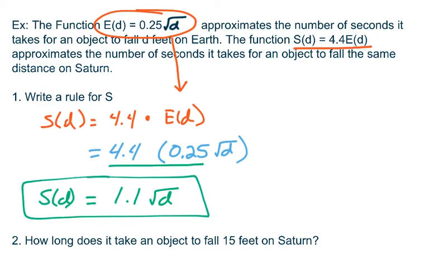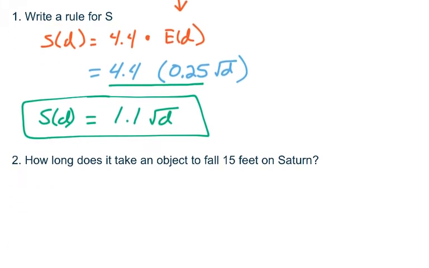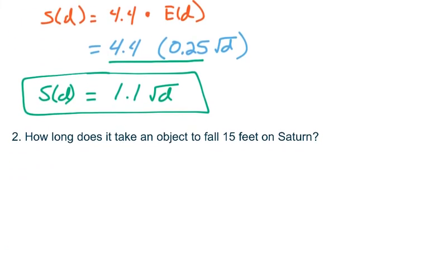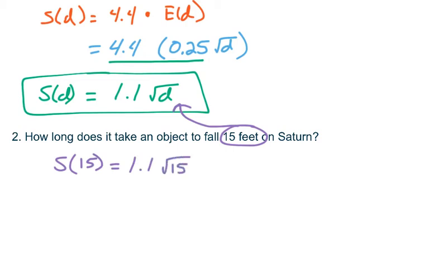So we have a lot of words in our setup, but really there's not a whole lot to do here for number 1. Question number 2 then says, how long does it take an object to fall 15 feet on Saturn? Well, d is our distance, and we are given a distance. So all we're going to do is take this 15 feet, and put it in for our distance. So we're going to say S of 15 is equal to 1.1 times the square root of 15. And this is something you can type in your calculator. When you get this, we can say it's going to take approximately 4.3 seconds.